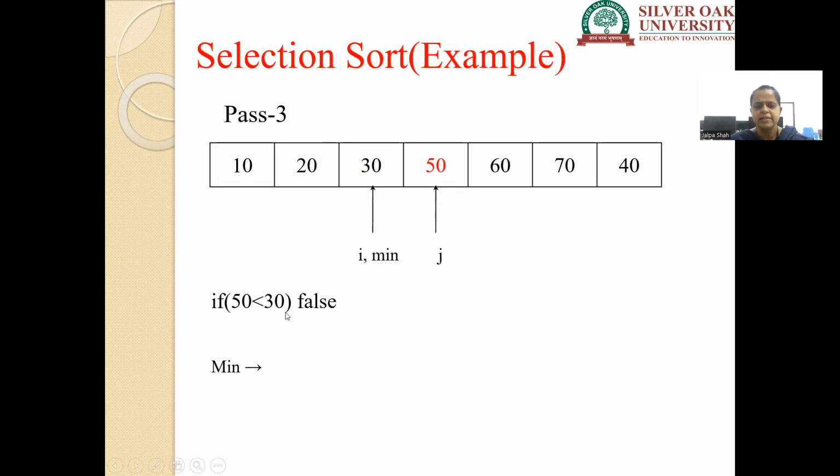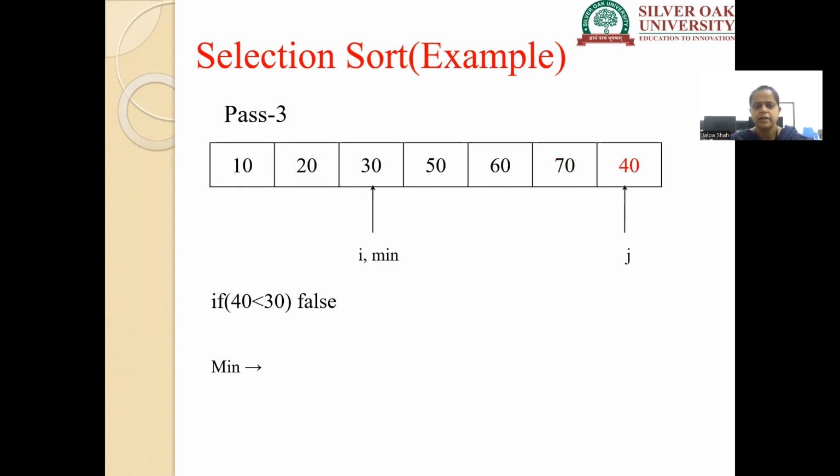So if 50 is less than 30, false. So minimum will be assigned to index 2. Now, again, it will check the condition, that is 60 is less than 30, false. So minimum will be assigned to 2 only. 70 is less than 30, false. Again, minimum will remain on the same index, that is second index.